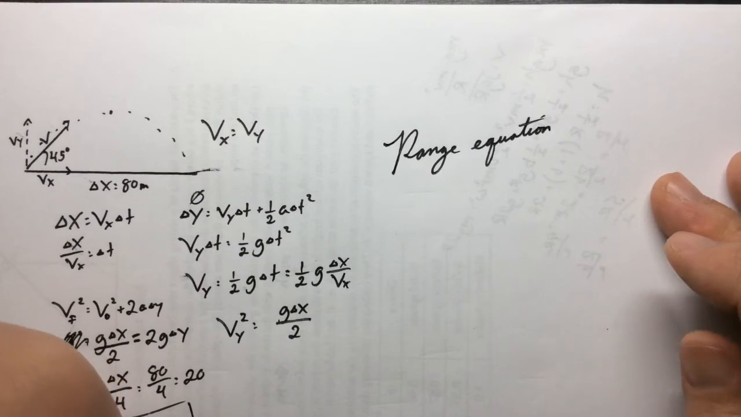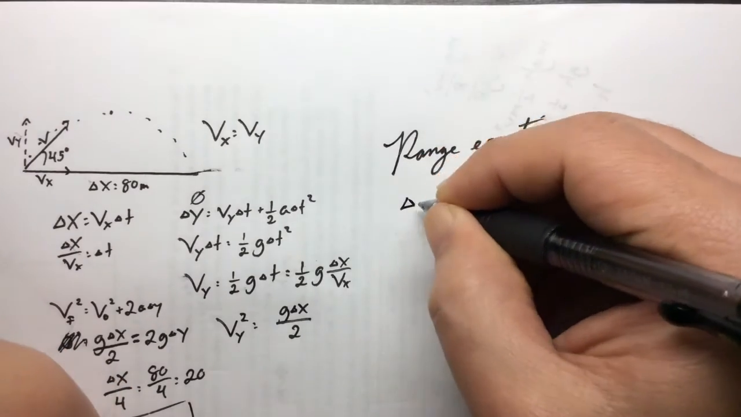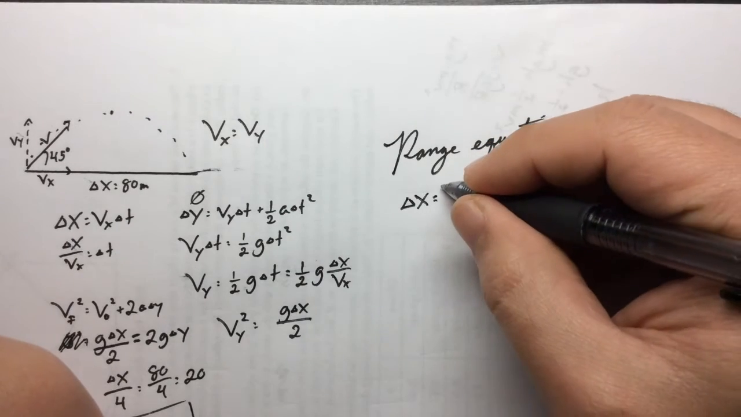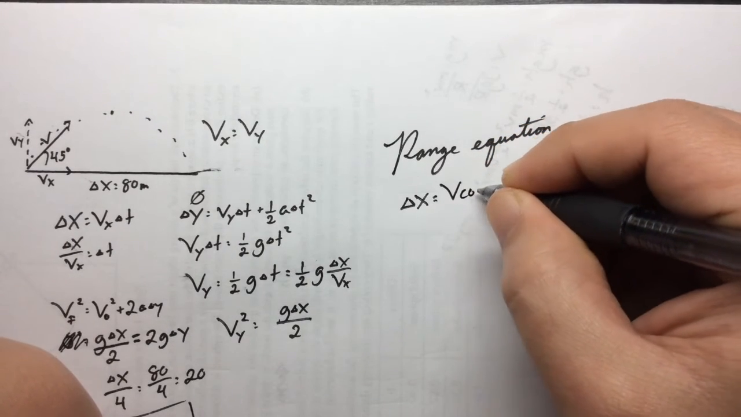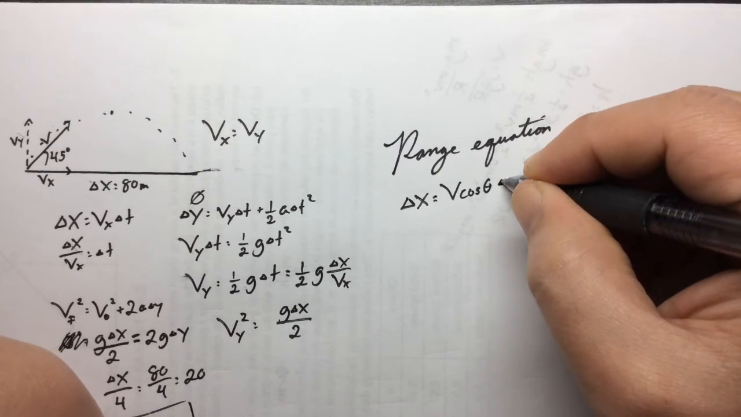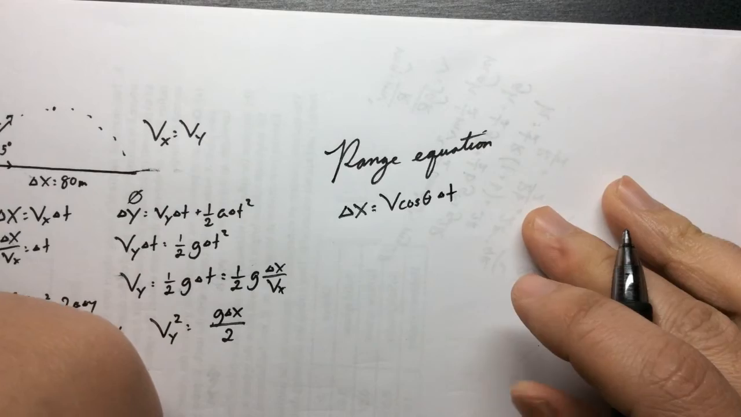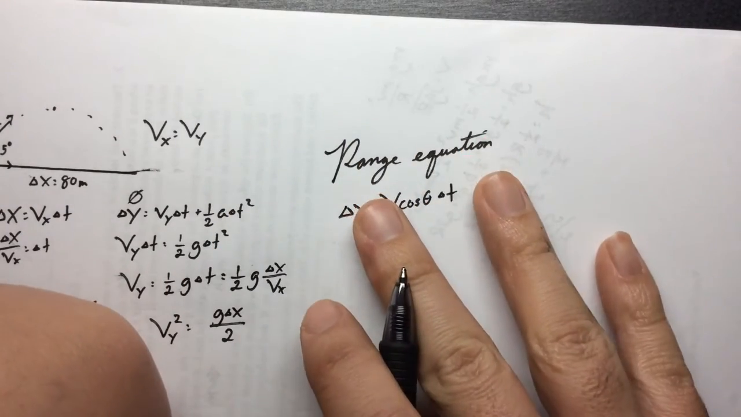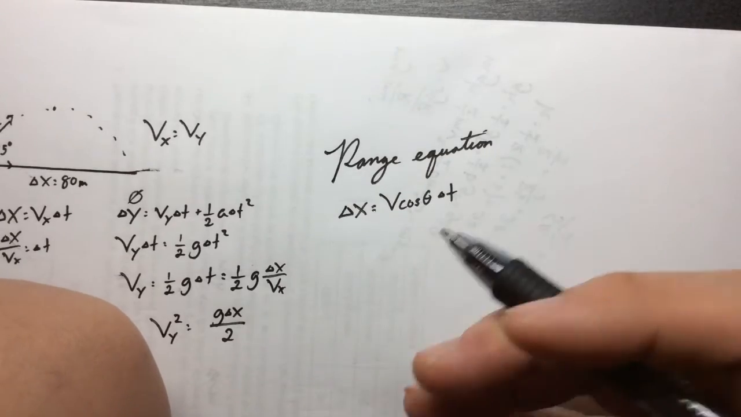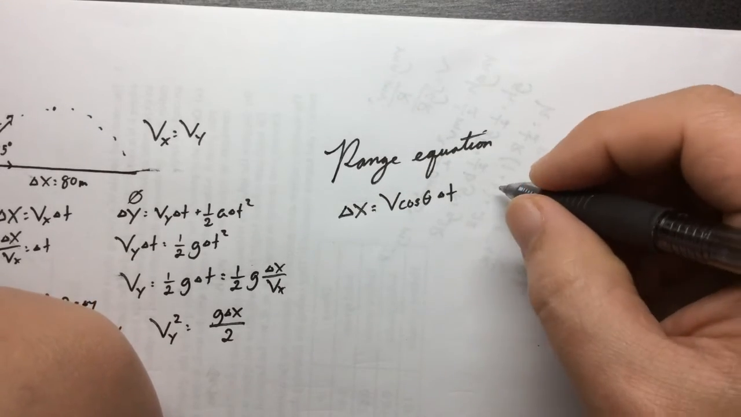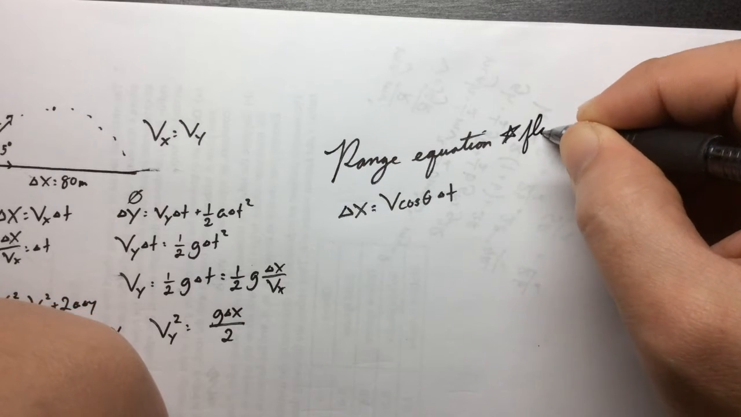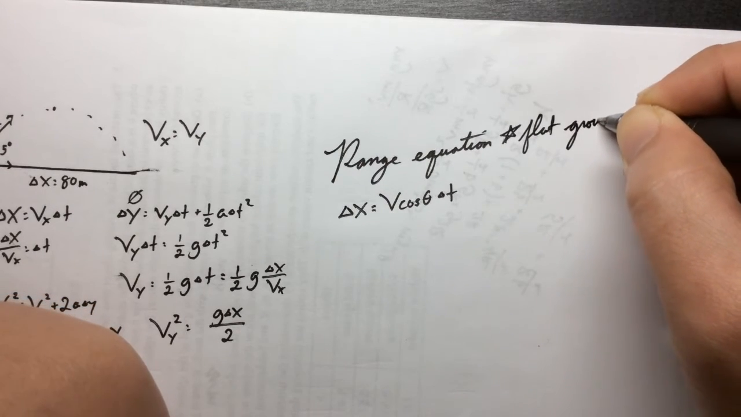So the range equation says that the change of position is equal to the velocity times the cosine of theta, which would be the horizontal component of velocity, multiplied by the time. Okay? And so we're just going to find an overall equation that says, based on an initial velocity and the angle, it should help us define the range. Well, for flat ground. So it has to be flat ground. That's what I'm going to derive from here.